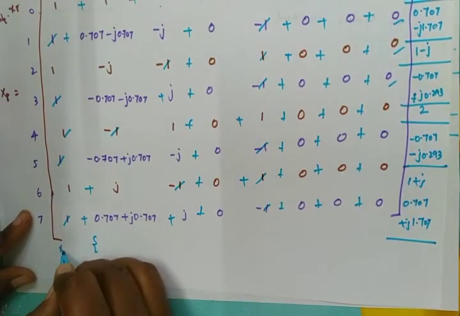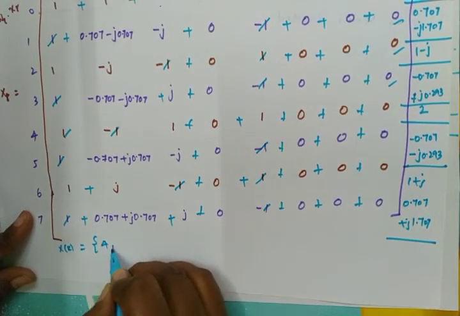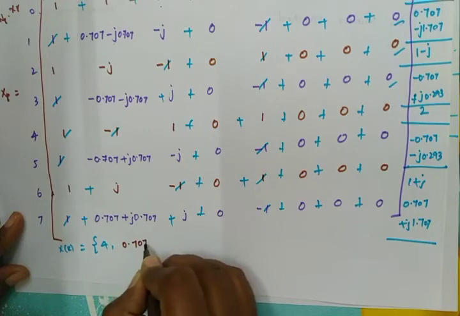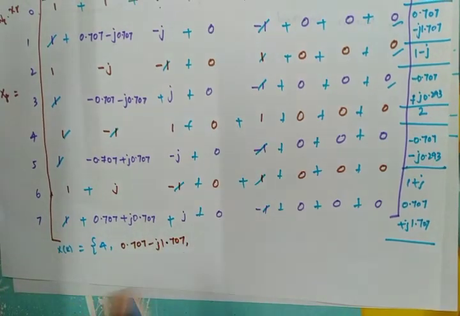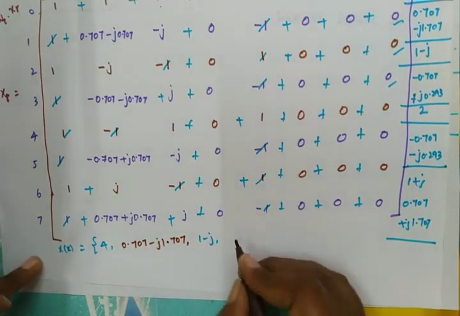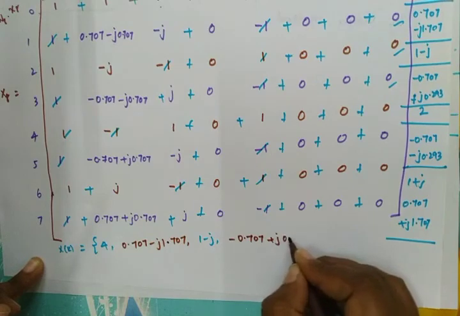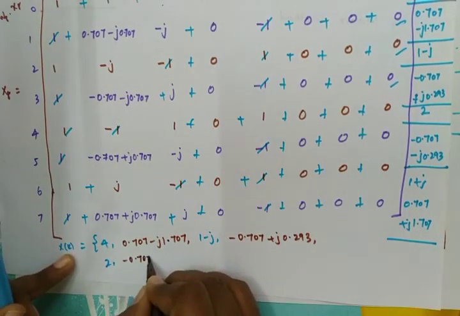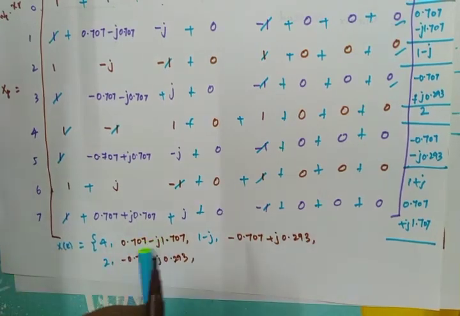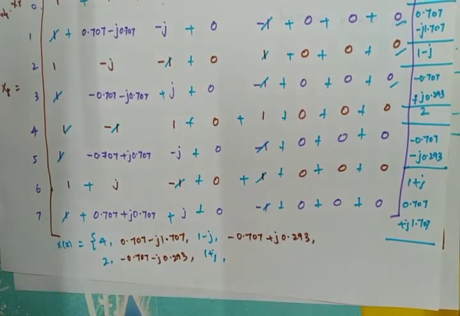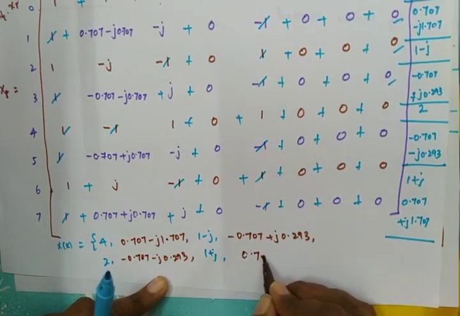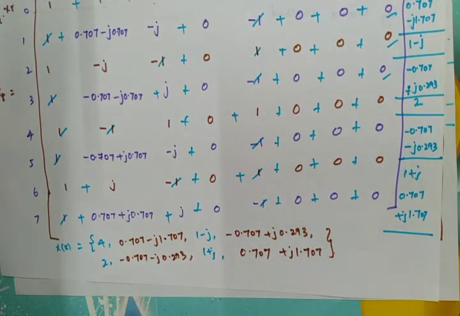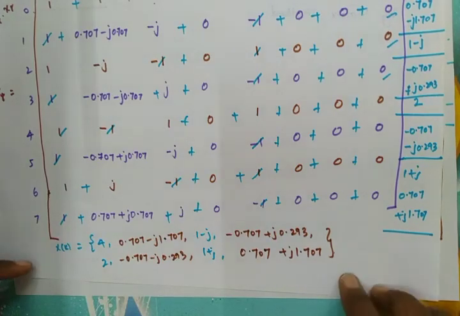Now finally write the answer. X of k is equal to 4, comma, 0.707 minus j 1.707, comma, 1 minus j, comma, minus 0.707 plus j 0.293, comma, 2, next, minus 0.707 minus j 0.293, next, 1 plus j, comma, 0.707 plus j 1.707. Now we can cross check this with the 8-point DFT we did previously using the direct method. So you'll get the same answer.